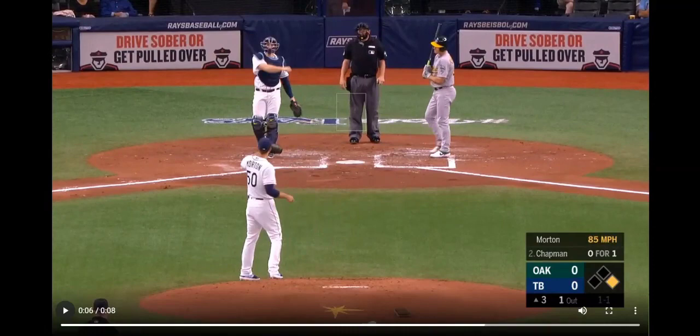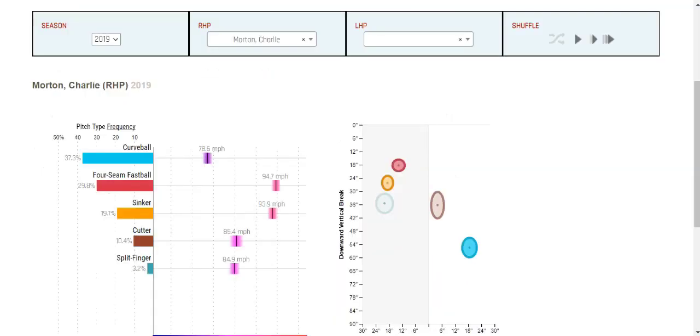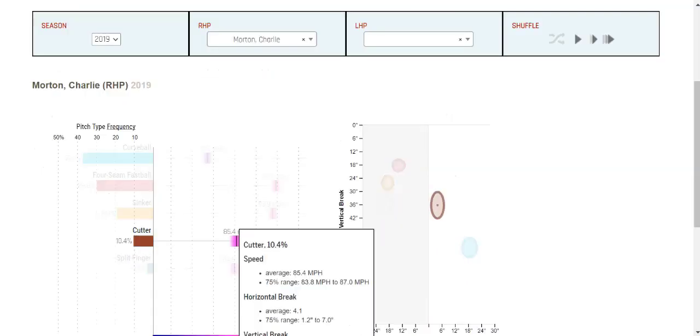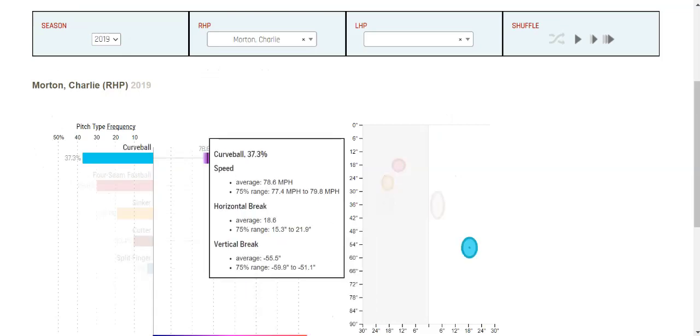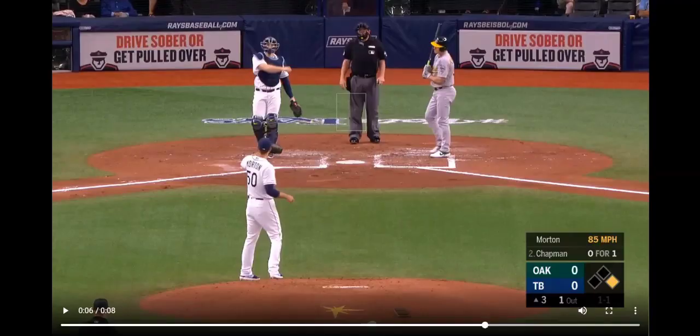Yeah, so I think that pitch was a cutter. I know for a fact that Morton does not throw his fastball 85 miles an hour. Let's come back over here real quick. An 85-mile-an-hour pitch with that much run is going to be a cutter. He throws his curveball about 79 miles an hour, just for reference. So that was a cutter.